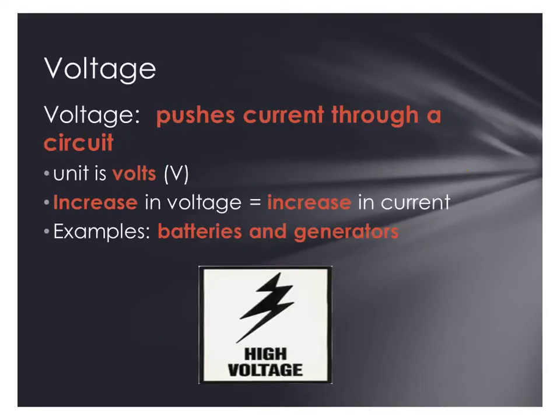Now, voltage, you may have seen signs like the one at the bottom here that says high voltage. The voltage is kind of like the power that pushes the current through the circuit. It's like the juice. I think I told somebody that in class today. So examples would be batteries and generators. These things are creating the current. The unit we would use for this would be volts. And so an increase in the voltage means that you have an increase in the current. So the more I push something, the more it's going to move. And so that is a way we can think about it. The voltage is kind of the power source behind the current.